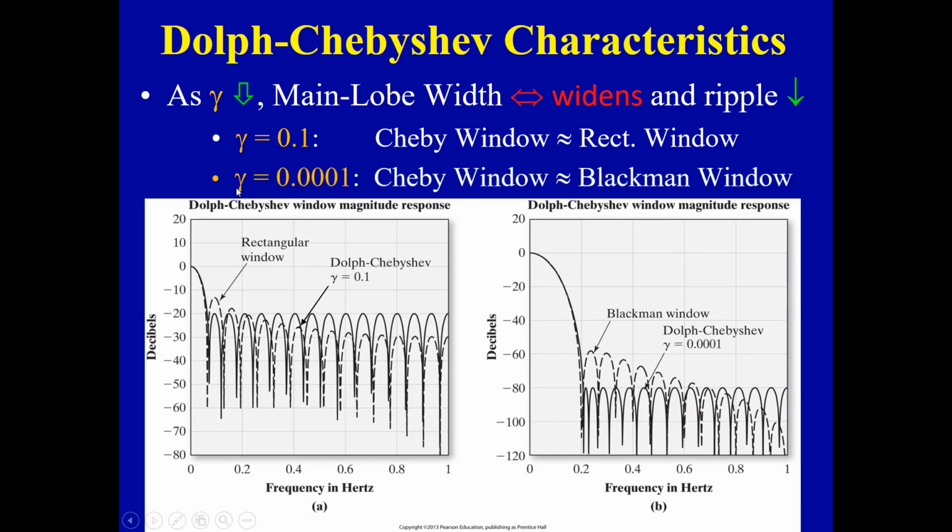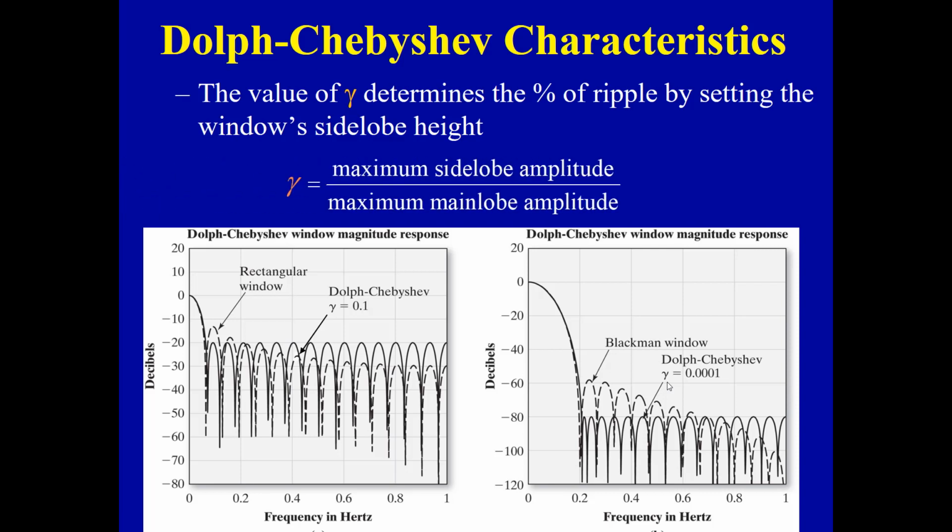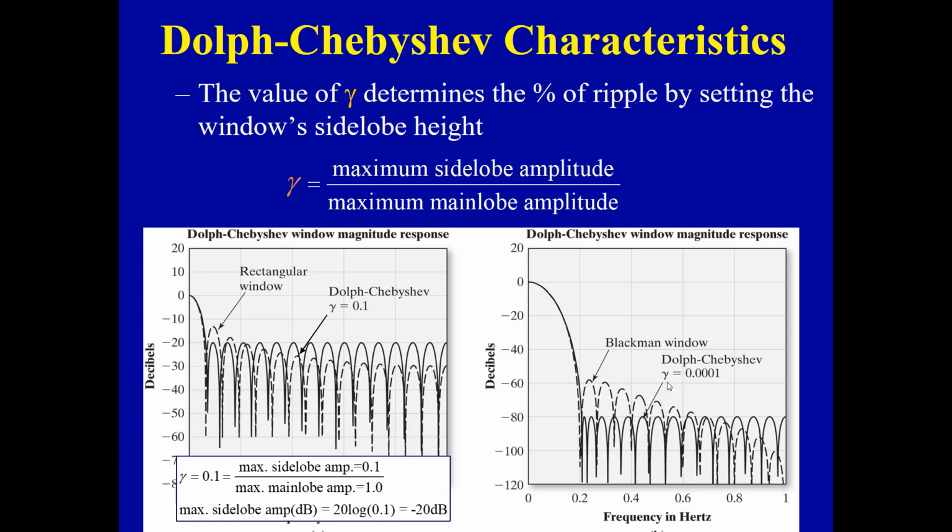For a much smaller value of gamma, like 0.0001, that's sort of equivalent to a Blackman window. So again, achieving the same sort of main lobe width as a Blackman window, the Dolph-Chebyshev window has a much better worst case value for the attenuation. And how much attenuation you get, well, again, you can turn the gamma parameter into a dB value, and that's roughly where you'll end up in your attenuation. So gamma is like the maximum side lobe amplitude compared to the maximum main lobe amplitude. It's that ratio in linear terms, not dB terms, or a percent ripple.